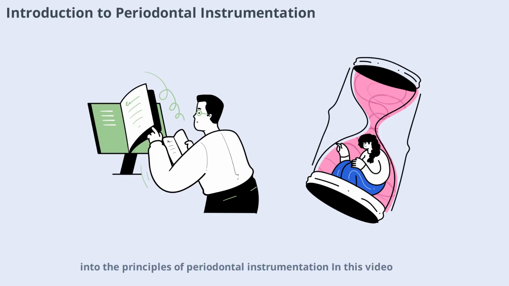Welcome to our deep dive into the principles of periodontal instrumentation. In this video, we'll explore the core concepts that guide effective dental care, focusing on the techniques and strategies that ensure successful outcomes. Whether you're a student, clinician, or simply curious about dental procedures, understanding these foundational principles is crucial. We'll start by outlining the prerequisites for effective instrumentation, then move through positioning, visibility, stabilization, activation, and finally, scaling and root planing. Let's begin by setting the stage for what makes periodontal instrumentation both an art and a science.